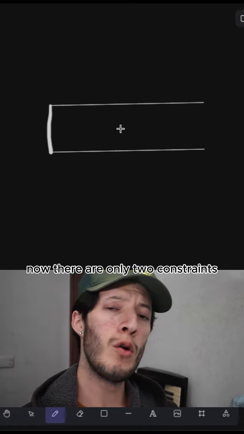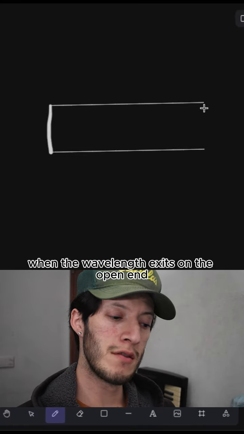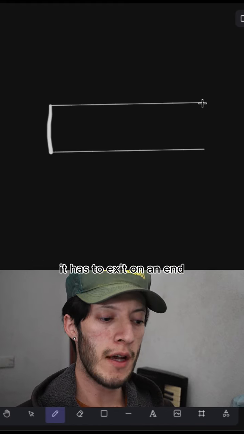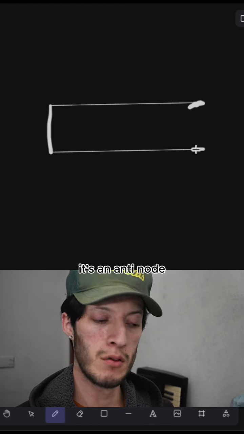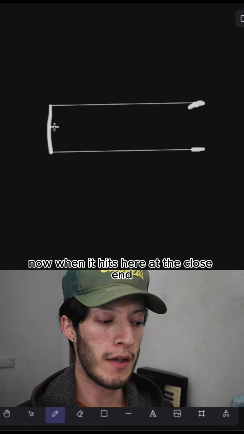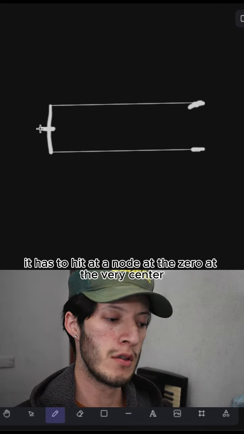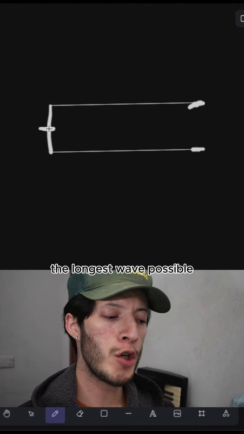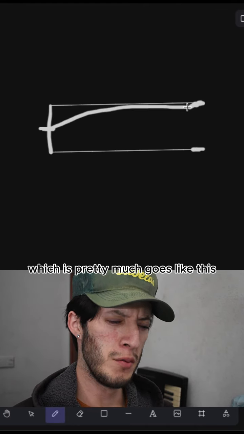Now, there are only two constraints when it comes to wavelengths here. When the wavelength exits on the open end, it has to exit on an end. So it has to exit either here or here. It's an antinode, the highest peak of the sine wave. Now, when it hits here at the closed end, it has to hit at a node, at the zero, at the very center. So with those constraints, the longest wave possible is going to be 1/4 of a sine wave, which just pretty much goes like this.